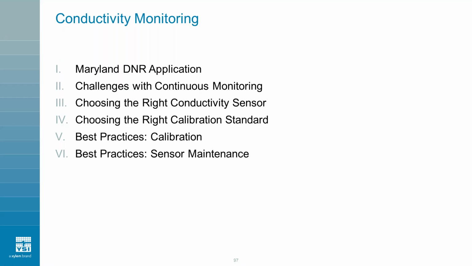Okay, so in this section, I'm going to talk specifically about an application from the Maryland Department of Natural Resources in the United States. And then I'll cover some challenges with continuous monitoring, choosing the right conductivity sensor, choosing the right calibration standard, and then I'll finish out this webinar with some best practices and tips for calibration and sensor maintenance.